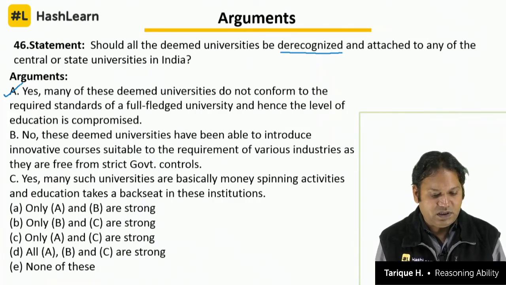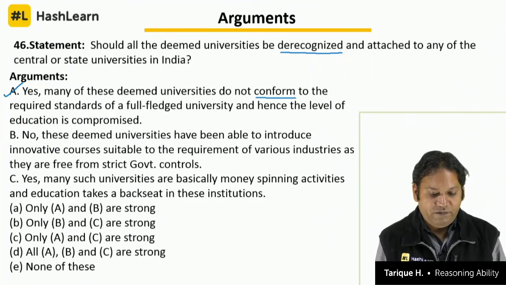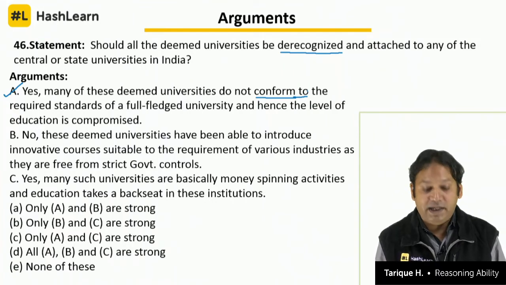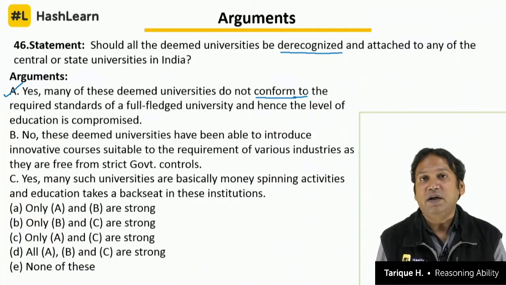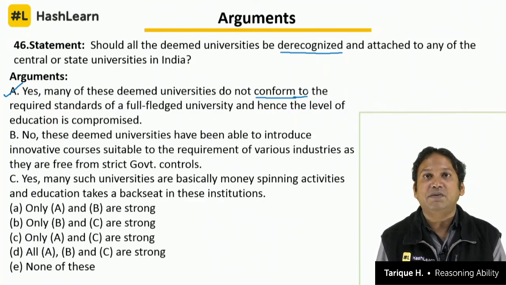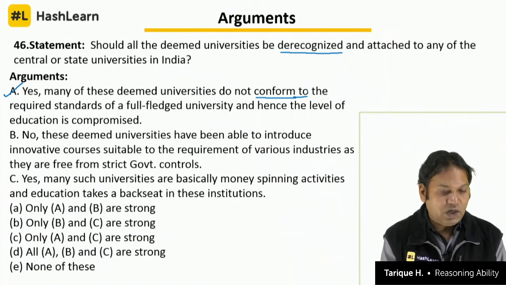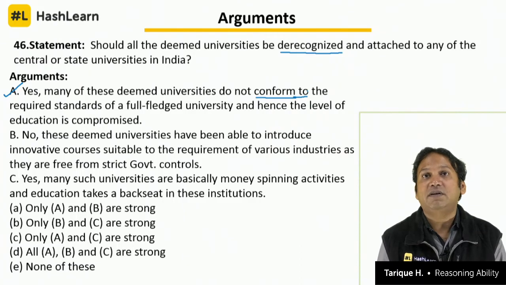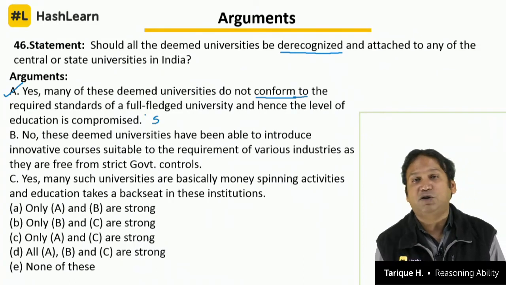Many of these deemed universities do not conform, that means do not follow. Conform means follow. Conform to the required standards of a full-fledged university, and hence the level of education is compromised. There are certain requirements of a college becoming a full-fledged university: the manpower, area, the overall infrastructure of the college, its ability to stand alone, its finances and many other things. Right? So most of the deemed universities, according to this person, do not conform, do not satisfy the important requirements. So this is a strong argument. Let's write S here, strong.